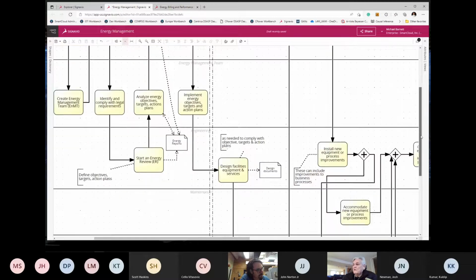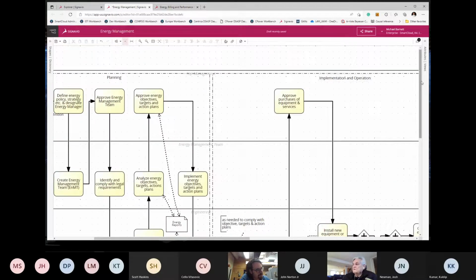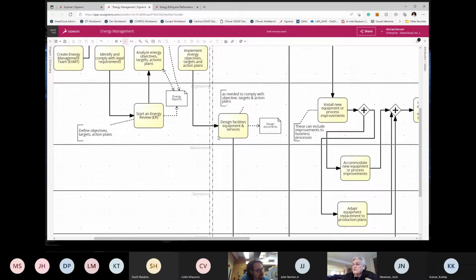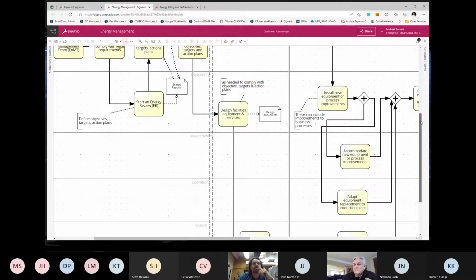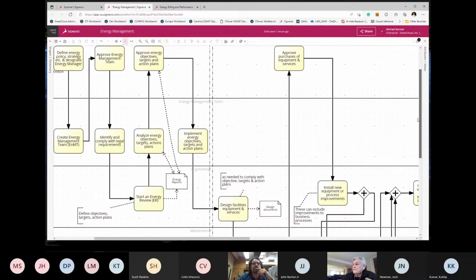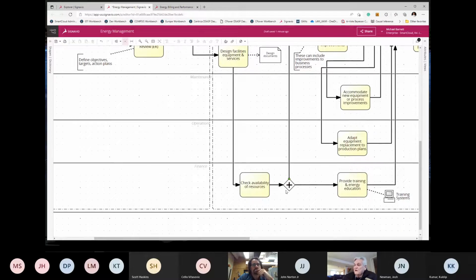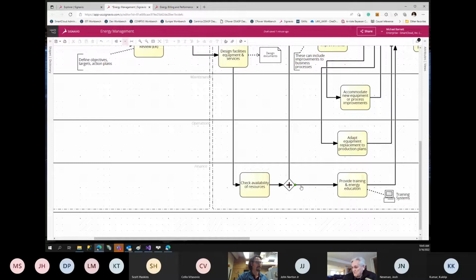And then what happens over here in our implementation and operations stage is designing the facility, equipment, and services that are going to be required. A big task that ends up with some design documents. These are all done within the context of complying with those targets, objectives, and the action plans and the policy that came out of the planning phase. So then after that, we see that there is a checking of available resources. And here again is another one of those parallel gateways. That means that these two things happen simultaneously.